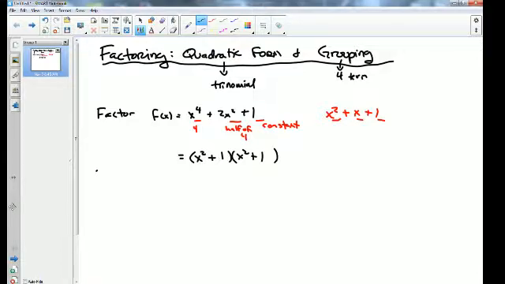Why did you put an x squared? Because if I FOIL these, first times first is x to the 4th. Your outers are x squared terms and your inners too. And then the last is plus 1. So you can, again, check your answers that way if you need to.